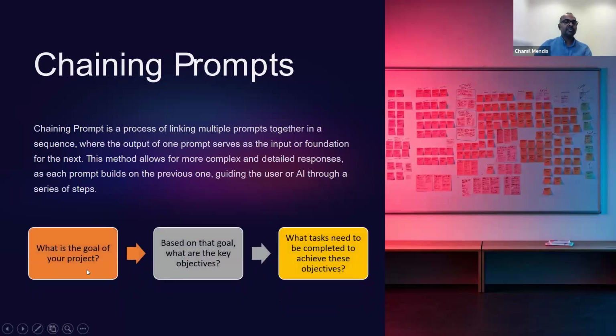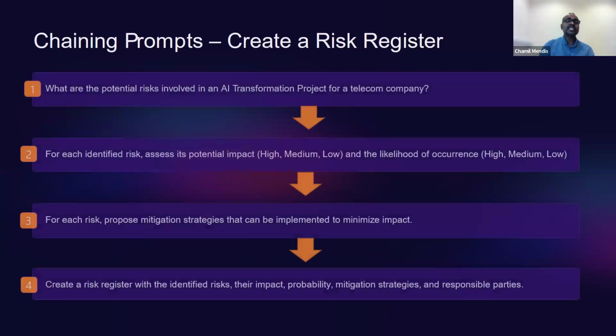So this is another technique. With the first prompt you get output, then that will be input to the next prompt, and the next prompt's output will be the input to the following prompt, like that. As an example, the first prompt: what is the goal of your project? Then based on the goal, what are the key objectives? Then you ask a third question: what tasks need to be completed to achieve these objectives? Chaining prompts is a very good technique where you have a complex situation to handle, where you can tell the model to run particular prompts in a specific sequence. First, you run this prompt, and then, for example, this is a risk register one: what are the potential risks involved in an AI transformation project for the telecom industry?